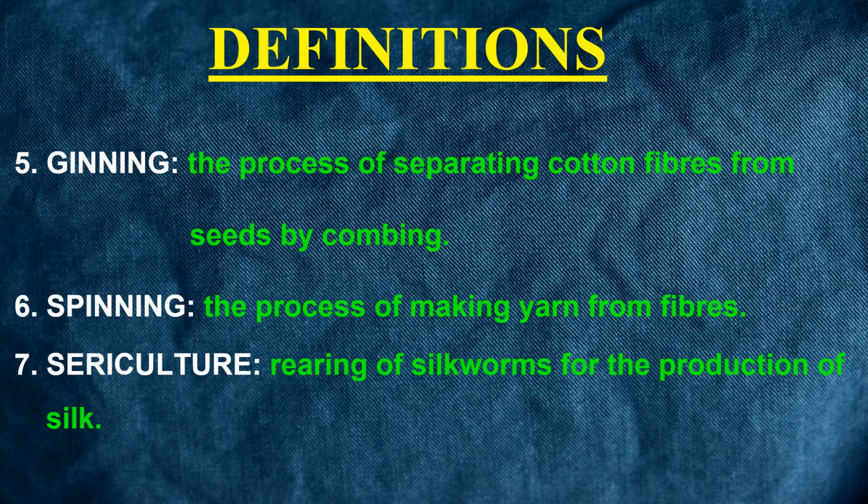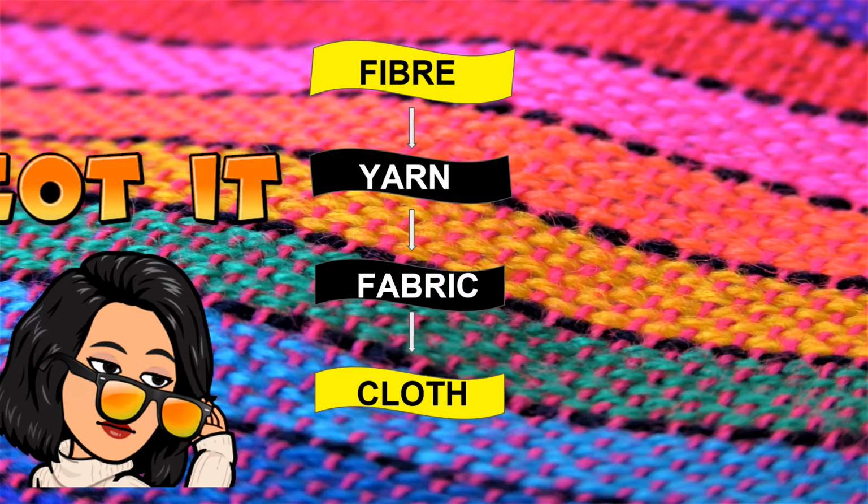Spinning: making yarn from fibers is called spinning. And sericulture is the rearing of silkworms for the production of silk. Yes, here it will become more clear. On the top we have fiber, then from fiber we get yarn, then fabric, and after fabric only are we able to stitch different clothes.